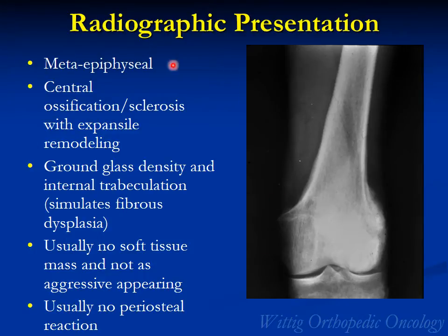Radiographically, the tumor is usually metaepiphyseal. It often occurs centrally within the bone with ossification and sclerosis with expansile remodeling. It can appear like a ground glass density with internal trabeculation that simulates fibrous dysplasia. Usually there's no soft tissue mass, and it's not as aggressive appearing as a conventional osteosarcoma, and usually there's no periosteal reaction.